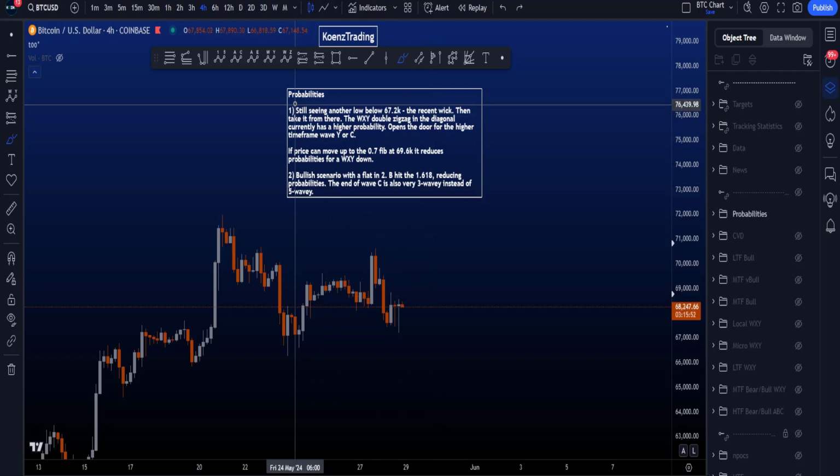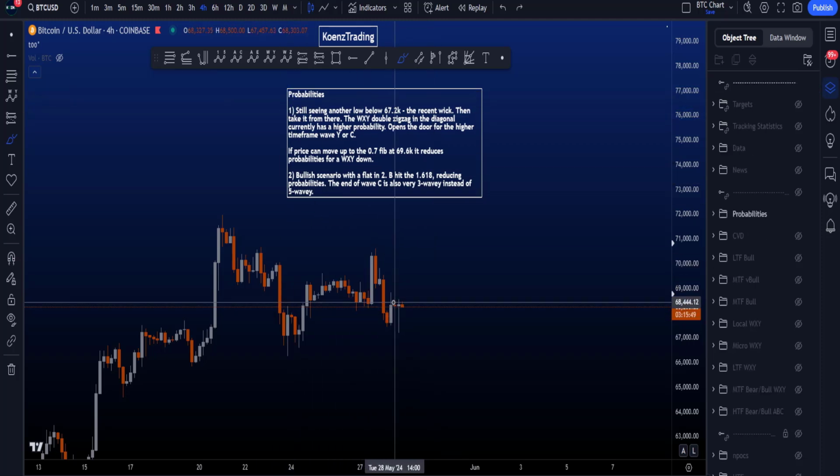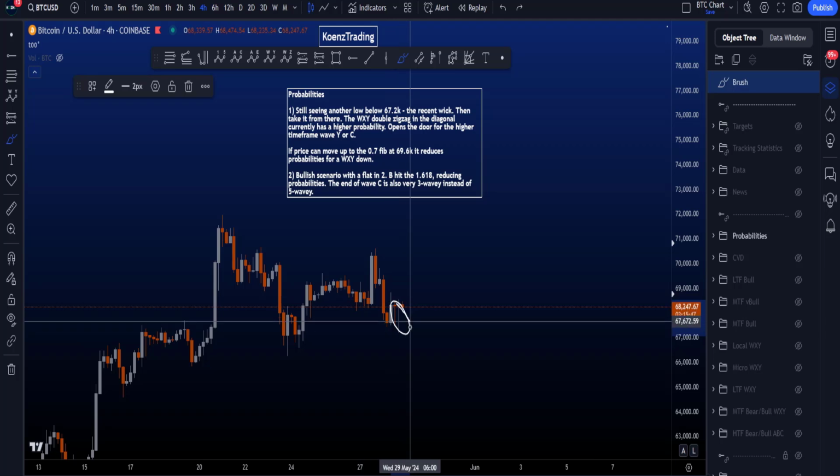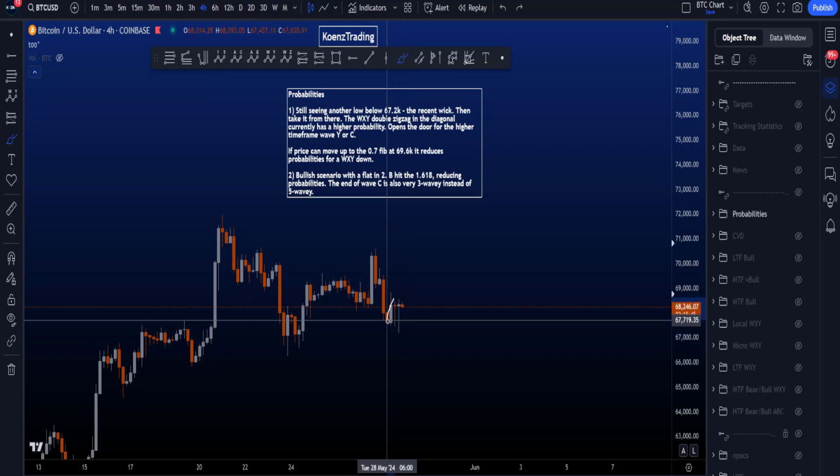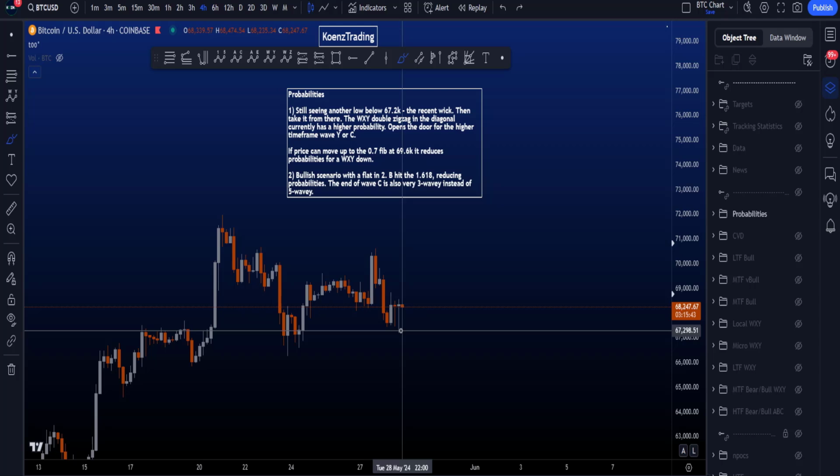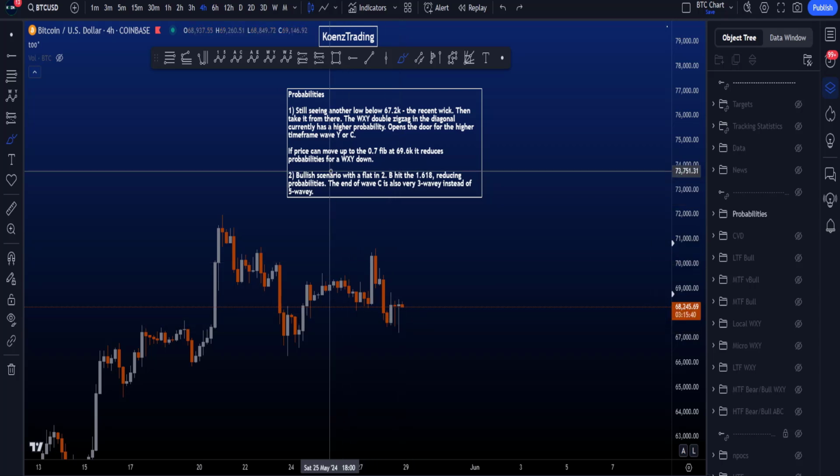The probabilities for your wave 1 is also supported by the wave 5 to the downside, which on the lower time frames looks more like a 3-wave structure than an impulsive structure in a diagonal or a 5-wave impulsive move.